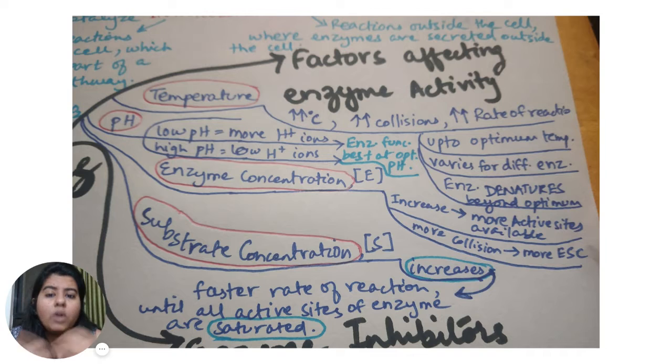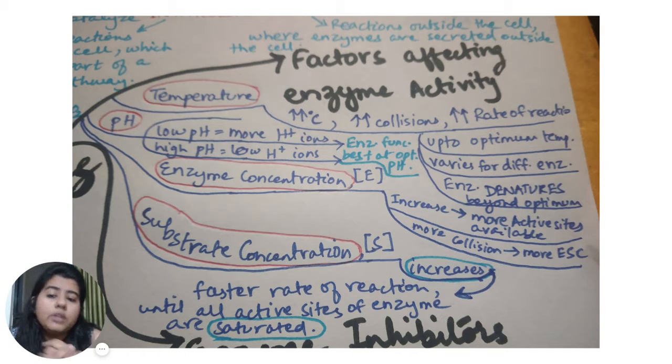That is, if the concentration of the enzyme increases, that means you're adding more enzyme molecules to your solution mixture or reaction mixture, and more active sites means there will be more substrates binding and more product can be formed per unit time. That is, the rate of reaction will increase. You can explain this using the term more enzyme substrate complex formation.